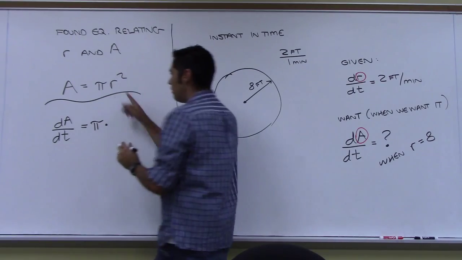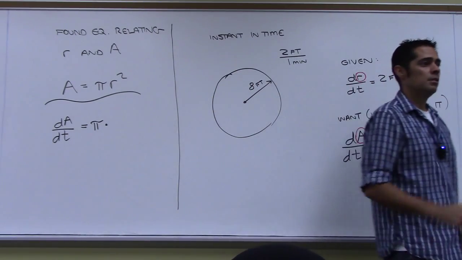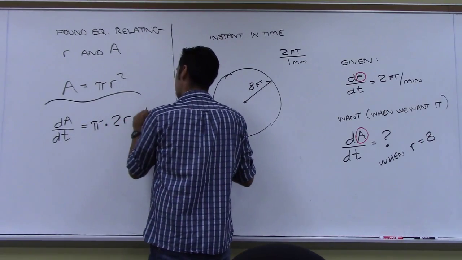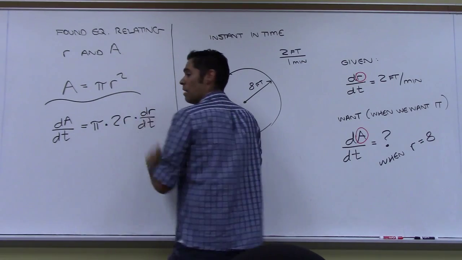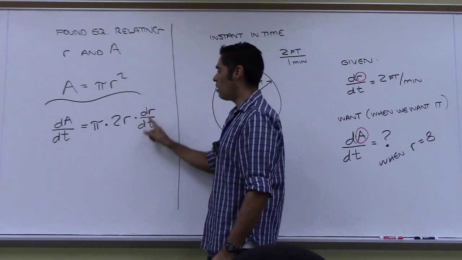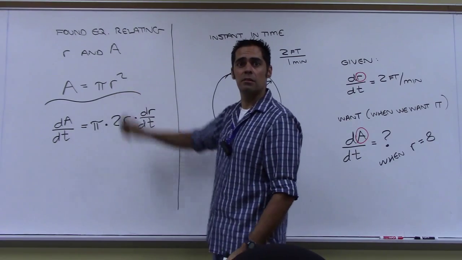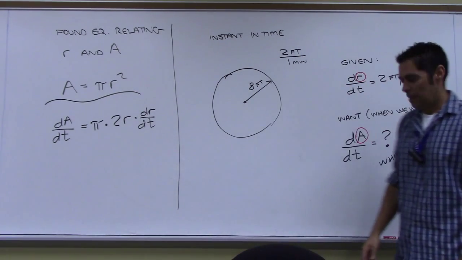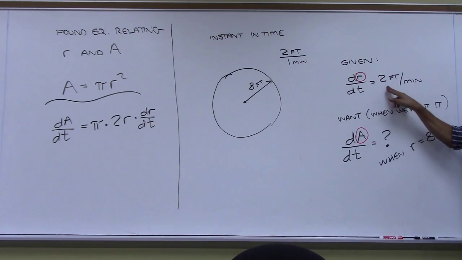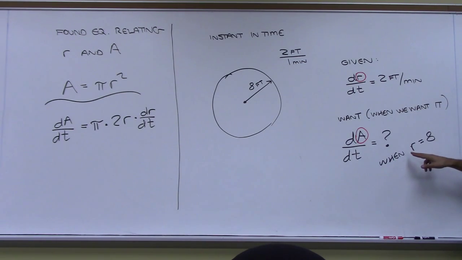What is the derivative of r squared? 2r times dr dt. That's the chain rule: the 2 comes down, r to the first power, and dr dt is the derivative of what's down here. And are we happy to see that? Yeah, we are happy to see that. And we know R, don't we? We know R at the instant.